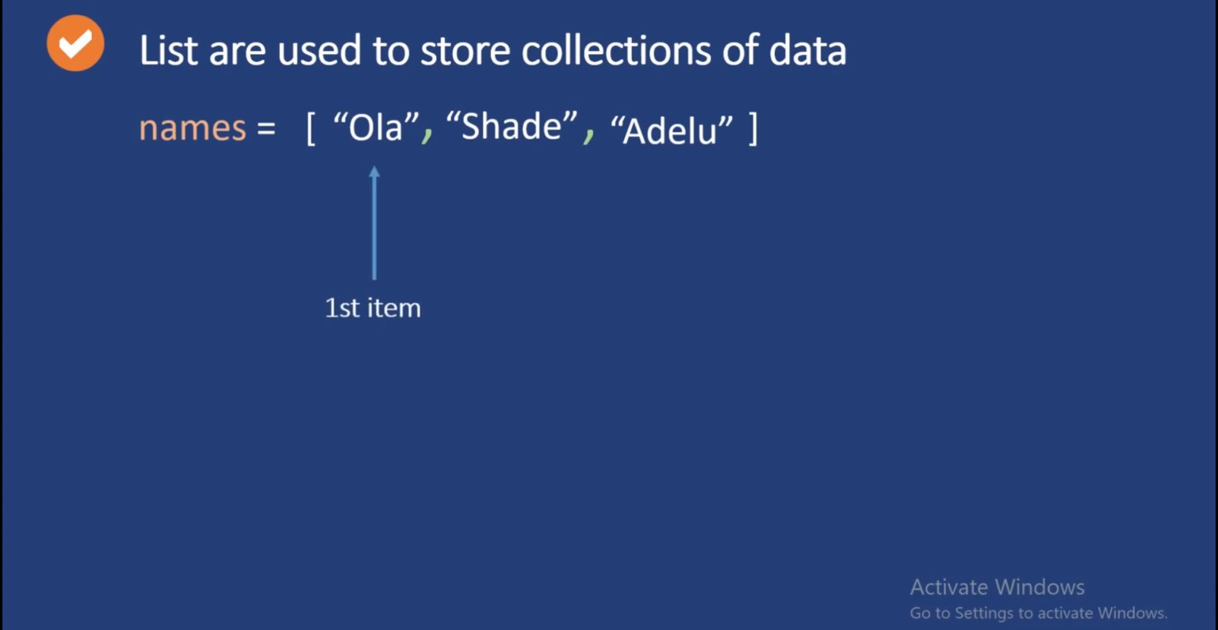The first item in the list has an index of 0. The second item in the list has an index of 1, and the third item in the list has an index of 2. And it goes on like that.